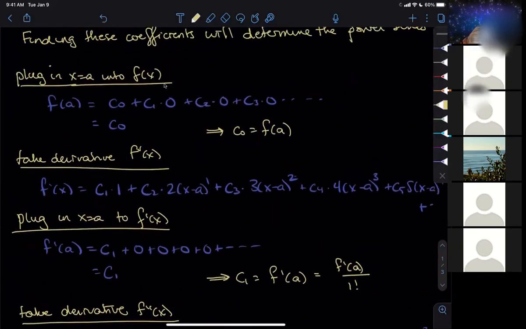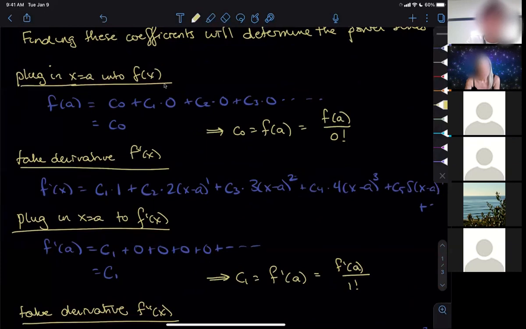Maybe you're worried about this. This is no derivatives, just f of a. You might be like, oh, we can't do that. But 0 factorial is defined to be 1. In some sense, 0 factorial doesn't have any meaning at all, but in order to make formulas look nice, we just say 0 factorial is 1, and then it all works together. Yeah, Diego.